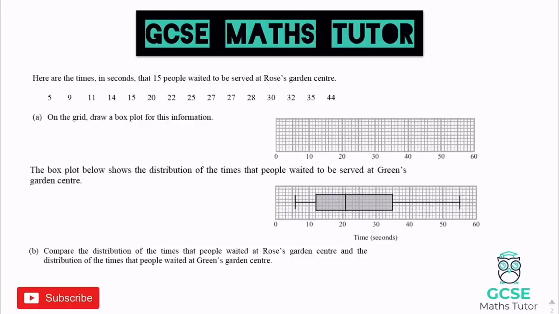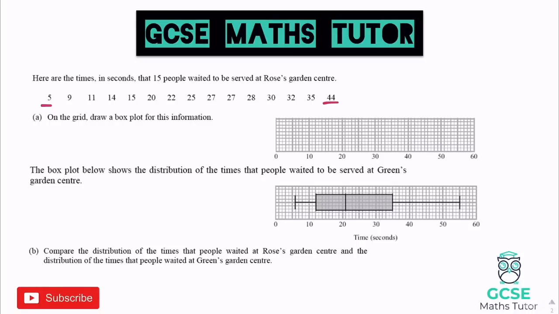Okay, so in this question here, we've not actually been given the lowest, highest and median, etc. We have been given a list of the 15 people waiting to be served at a garden centre and the time in seconds that they spend. Fortunately it's been put in size order, but we're actually going to have to find the values ourselves. So it's not too bad. We've got the lowest one there, 5, and the highest 44. Obviously we'd have to rearrange this ourselves if it wasn't put in order.